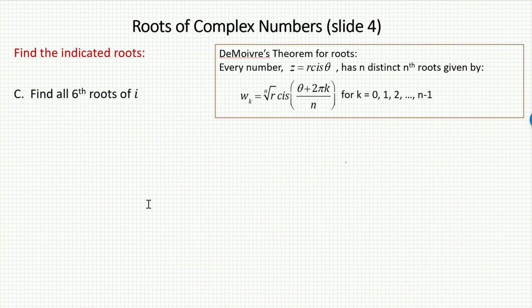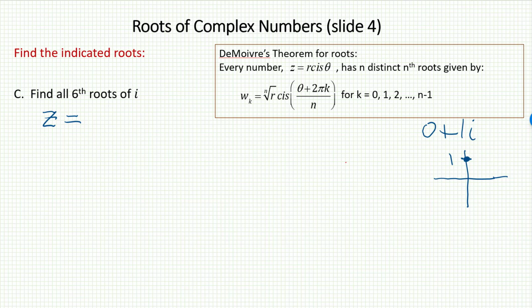And let me show you that in one final example. So I want to find all the 6th roots of the complex number i. Okay, the first thing I need to do is figure out the trig form of i. If I wrote it in standard form, it would be 0 plus 1i. If I graph that in the complex plane, I wouldn't go left or right. I would just go up 1 space here. Here's 0 plus 1i.